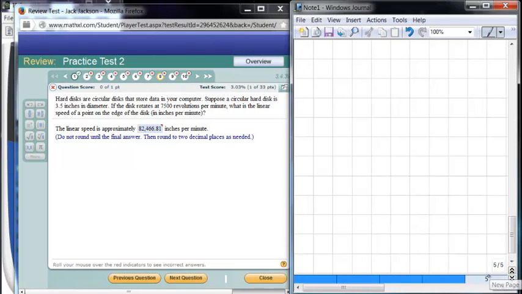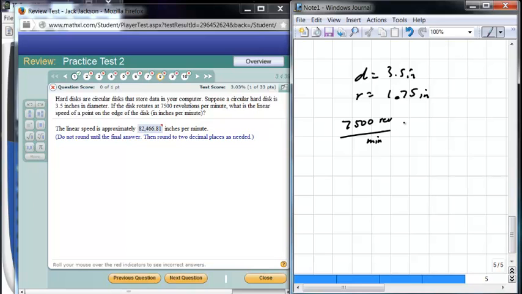Okay, hard disks are circular disks that store data in your computer. A circular hard disk is 3.5 inches in diameter. So the diameter is 3.5 inches, so that makes the radius half of that. That's 1.75 inches. Divide that with a calculator if you have to, but you should be able to divide in your head there. It rotates at 7,500 revolutions per minute. Okay. How fast is a point on the edge moving?